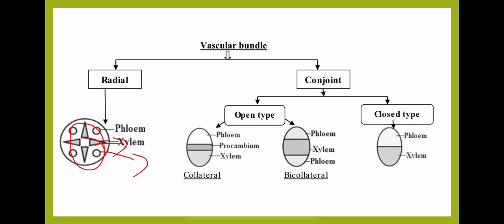And again the conjoint vascular bundle is divided into open type and closed type. If cambium is present between xylem and phloem, it is called conjoint open type. If it has only one phloem and one xylem, it is collateral. If it has two phloem, towards the periphery and towards the center, and between them a xylem, that is called bicollateral open type. Closed type means there is no cambium between the phloem and xylem, and that is called conjoint closed type.